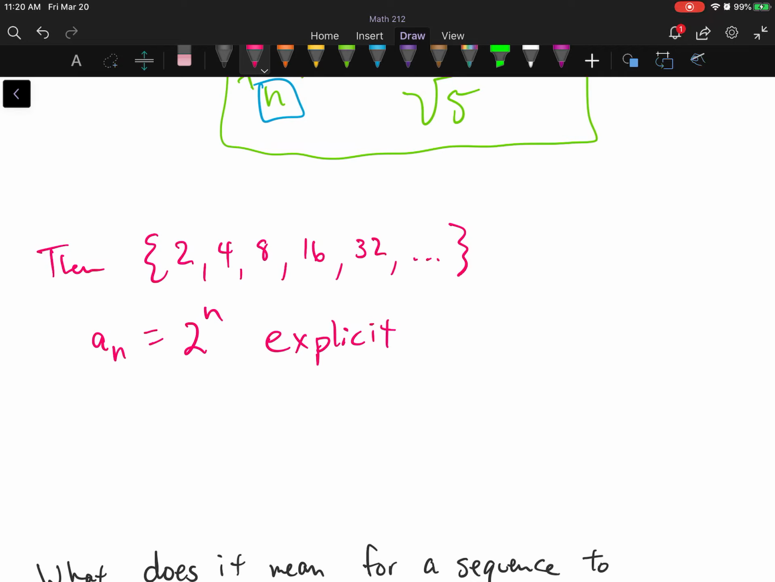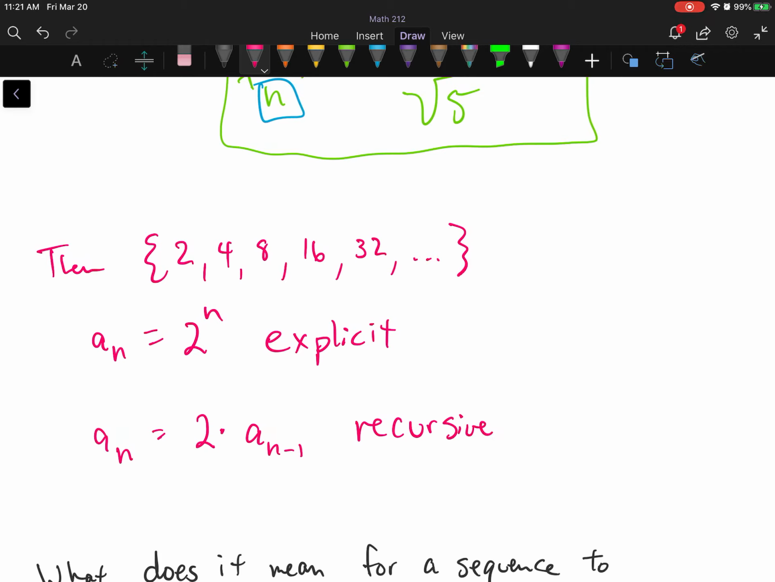For the recursive formula, we would need to pay attention to the relationship between successive terms. And so we'd need to be thinking about how a sub n is related to a sub n minus 1, or the previous term? And it looks to me like every time that you move to the next term, you multiply by 2. So this is what a recursive definition would look like.